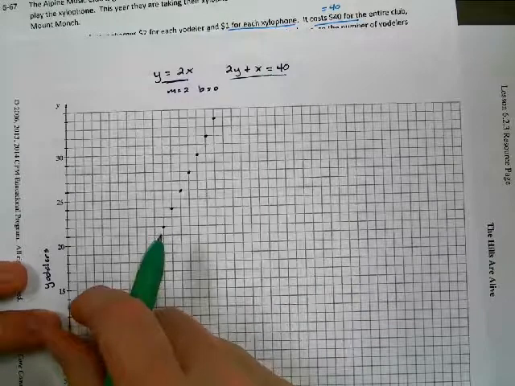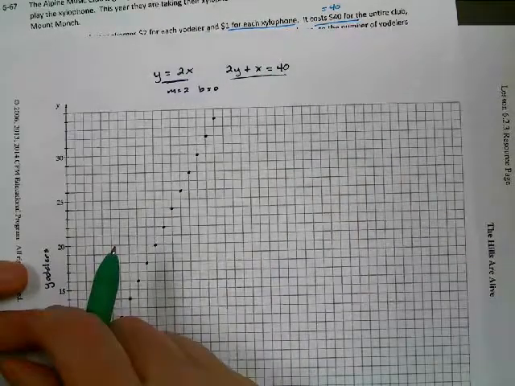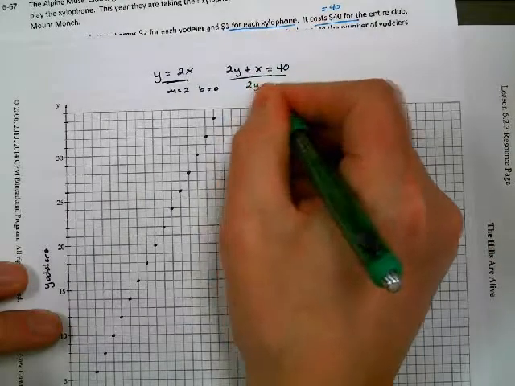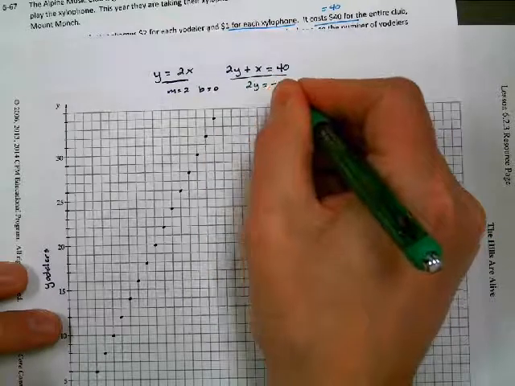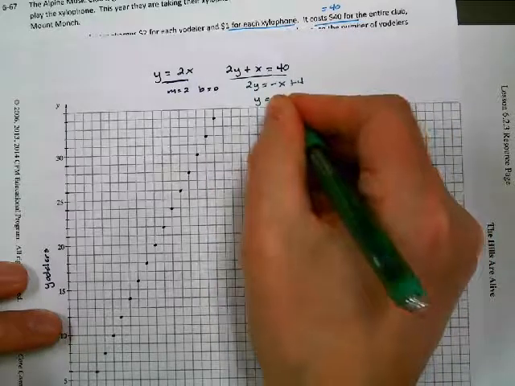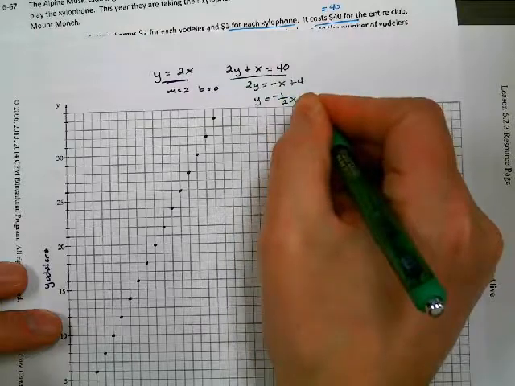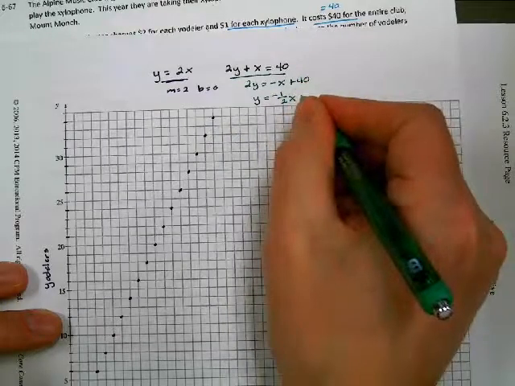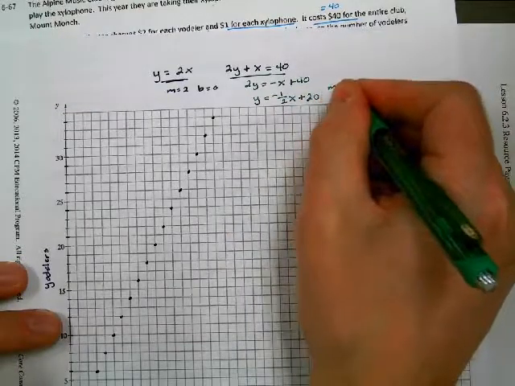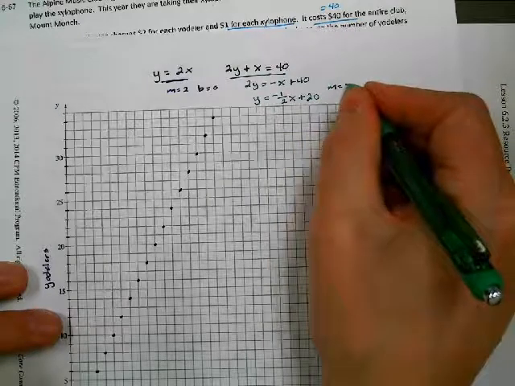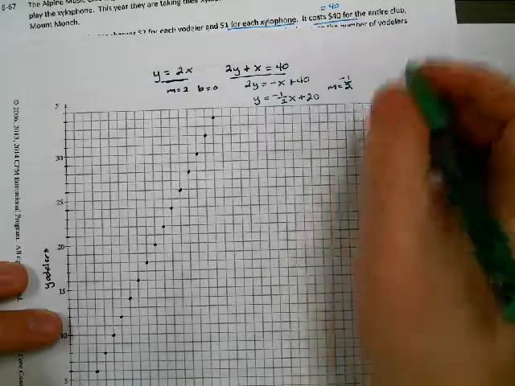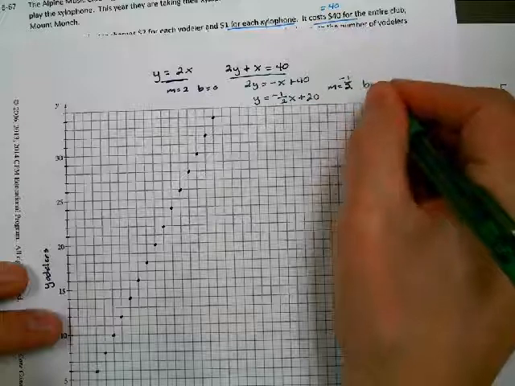Now, before I graph this one, I'm going to put it into slope-intercept form. So I'm going to subtract x first. So that gives me 2y equals negative x plus 40. And then I'm going to divide everything by 2. So that gives me y equals negative 1/2 x plus 20. So I divided everything by 2. So this tells me that my slope is going to be 2. No, 1. All right, my slope is negative 1/2. And my y-intercept is going to be 20 for this one.